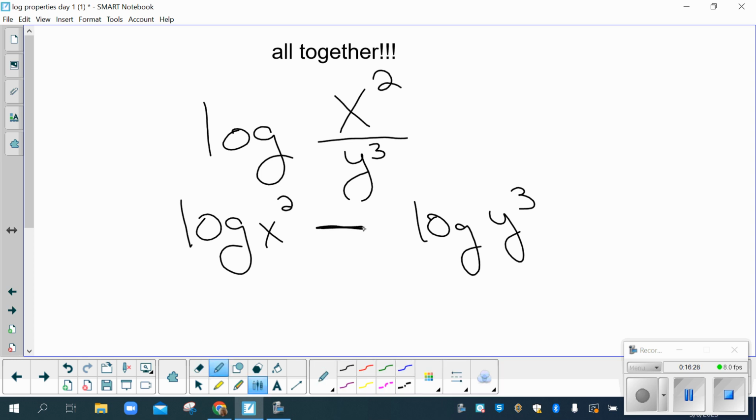Now, do that first. Then I look and think, are there any exponents that are not supposed to be there? And I do. I have that little 2. He's not supposed to be there. So I say little 2, come down in front. And that little 3, he's not supposed to be there. And I say little 3, come down in front. And that is expanding logs.